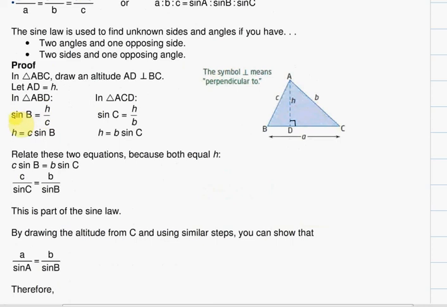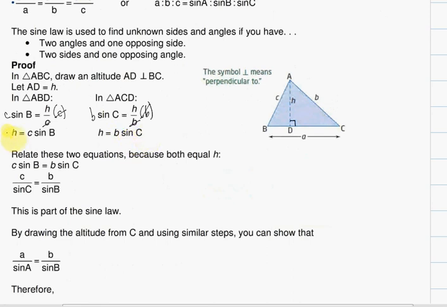So in triangle ABD, let's find sine of B. So sine of B then is H over C. And if I isolate for H, meaning that I should multiply both sides by C, so I can reduce the C's on the right, then I get that H is equal to C times sine B. And in triangle ACD, let's find sine of C, which is H over B. And if I want to isolate for H, then I would multiply both sides by B, so I can reduce the B's on the right. And that means that H is equal to B times sine C.